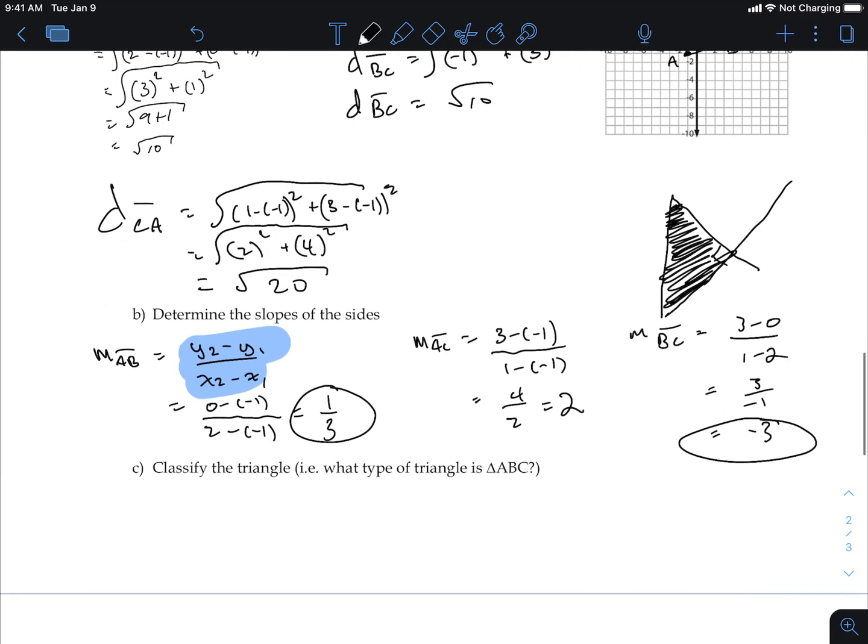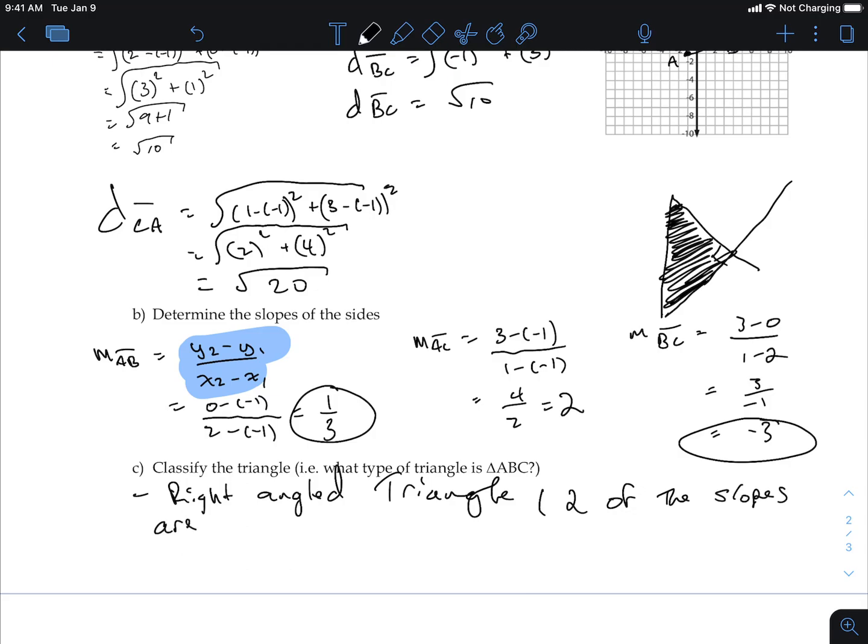So, down at the bottom, we're going to classify the triangle. I just said it was a right angle. Right? 2 of the slopes negative reciprocals. Okay. And then, Retta, what's the other little tidbit of information we know from this? It's isosceles.